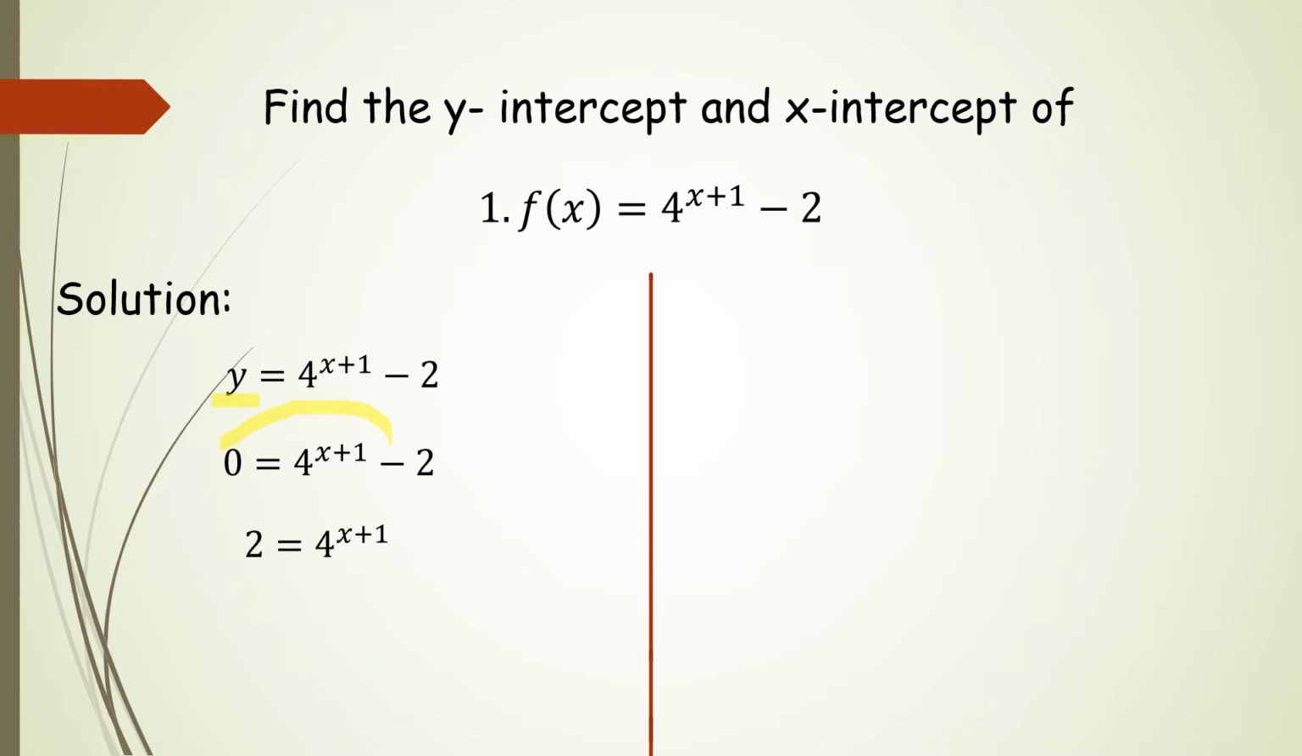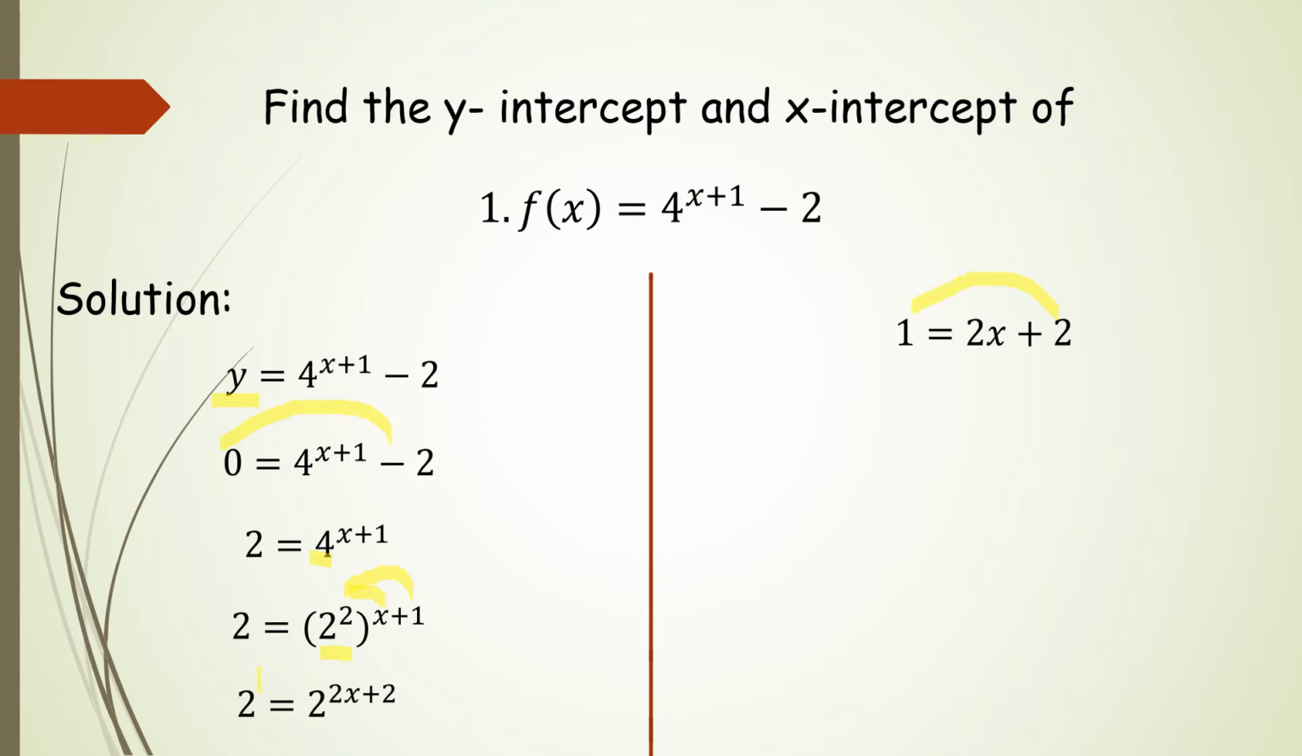And we need the same base. So we can change 4 as 2 raised to 2. And that is 2 is equal to 2 raised to 2x plus 2. That is why the exponent became 2x plus 2: we distribute the 2 to the exponent outside. Since their bases are equal, and we know that 2 raised to 1 is also equal to 2, that is 1 is equal to 2x plus 2.